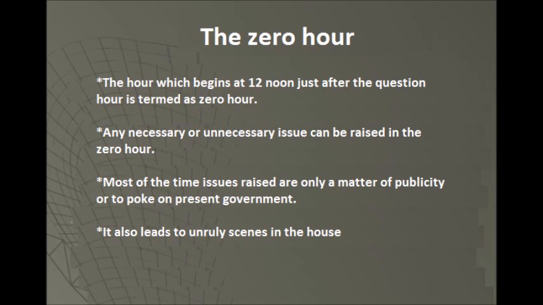During this hour, the members raise matters which they feel cannot brook any delay. It is noteworthy that since the matters are raised without any permission or prior notice, it results in loss of precious time of the House and encroaches on the legislative, financial, and other regular business of the House.